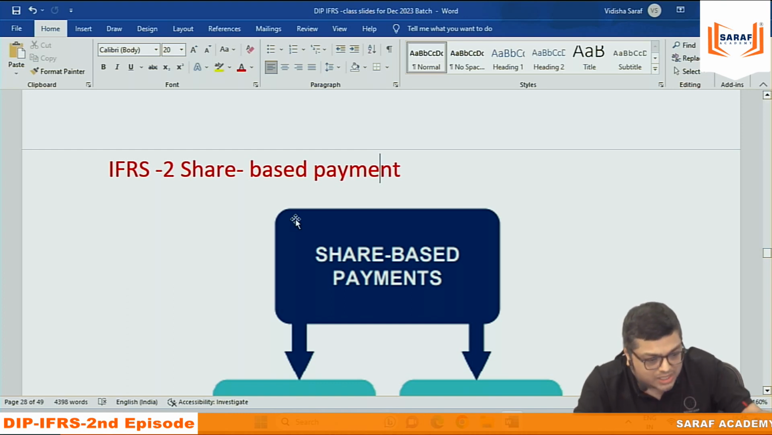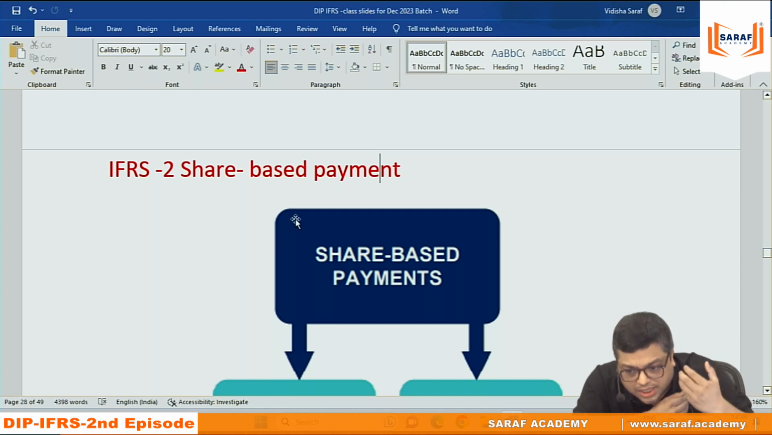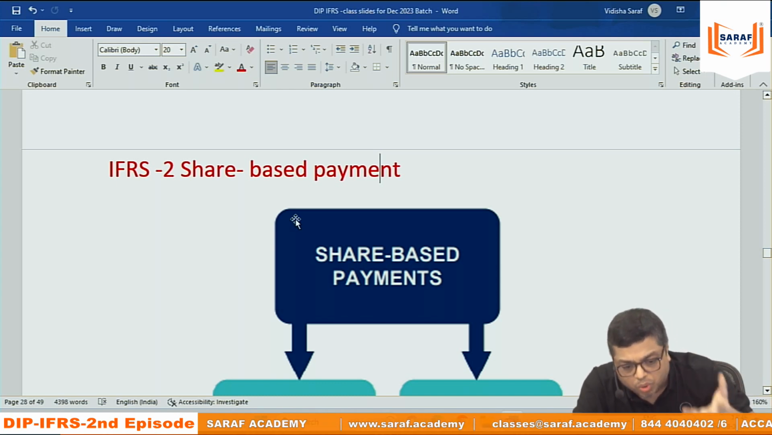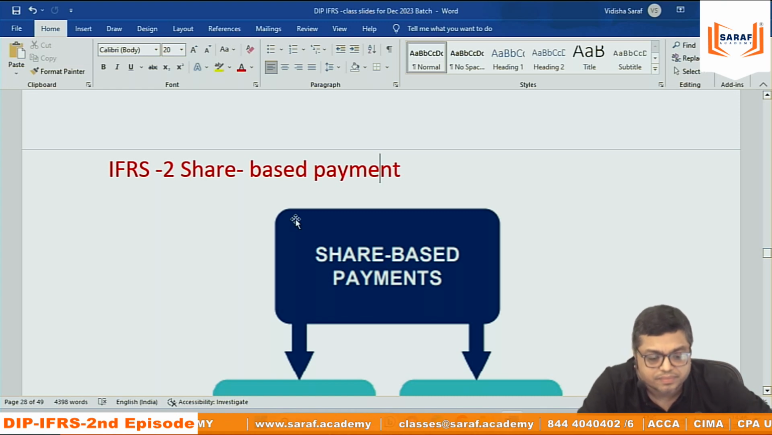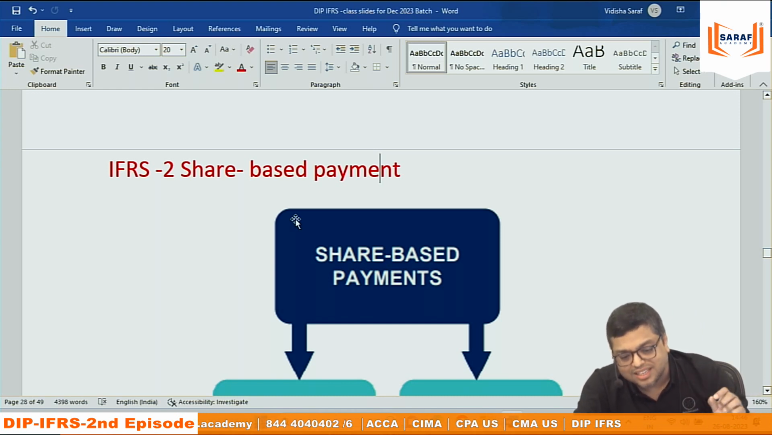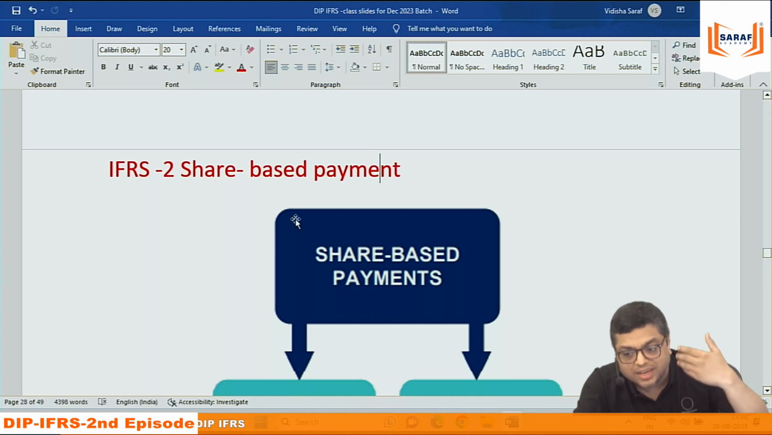But that is also based on the share value. When both things are based on the share value, they are called share-based payments. Why is the word share-based payment used? Because both are based on share value. I said that in one case, the employee will be given shares at less than the market price. In the other case, the employee will not be given shares, but cash based on the share value.